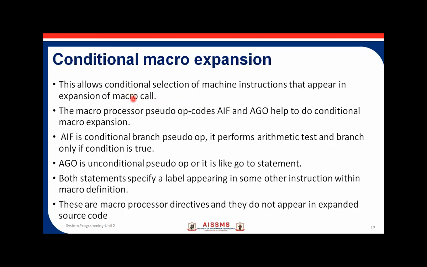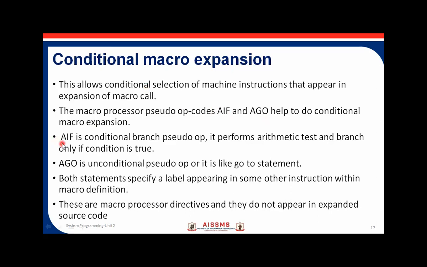Similarly, in case of macro, we give certain conditions, and based on this condition, whether the condition is true or false, the macro expansion takes place. To carry out macro expansion, we are using two kinds of opcodes. Students, look here: AIF and AGO. These are the two conditional macro pseudo opcodes, right? They help us to put down conditional macro expansions.